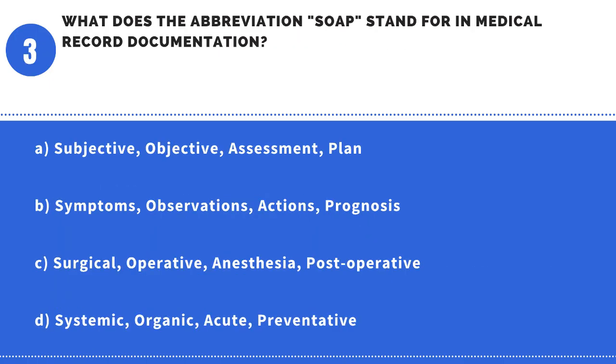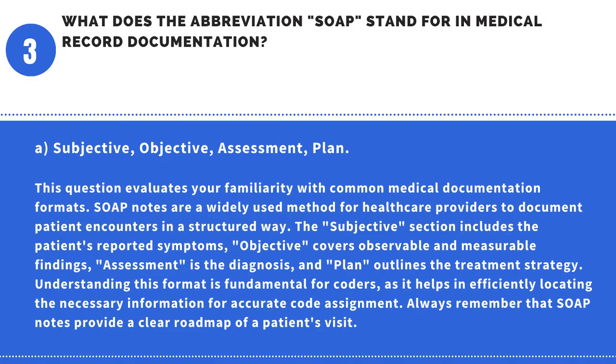What does the abbreviation SOAP stand for in medical record documentation? A. Subjective, Objective, Assessment, Plan. B. Symptoms, Observations, Actions, Prognosis. C. Surgical, Operative, Anesthesia, Postoperative. D. Systemic, Organic, Acute, Preventative. Answer A. Subjective, Objective, Assessment, Plan.